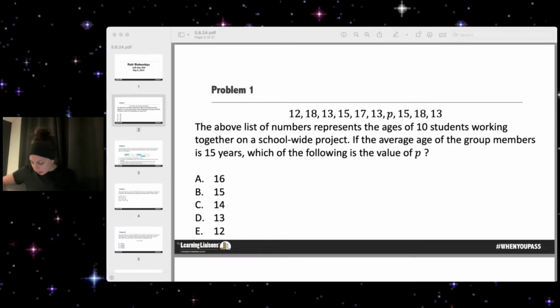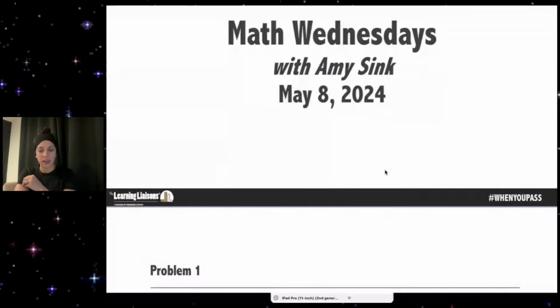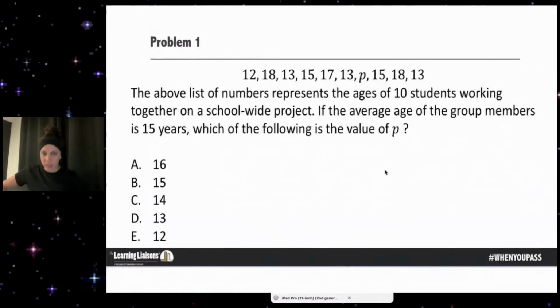So I want you to think about an average being adding all of the numbers up and then dividing by the number of numbers. So we're going to add all these numbers up, and then how many students are there? Well, there's 10 students, so I'm going to divide by 10. The problem is they're not asking me for the average. They're asking me for that missing number. So I have to figure out what that missing number is instead of the actual average.